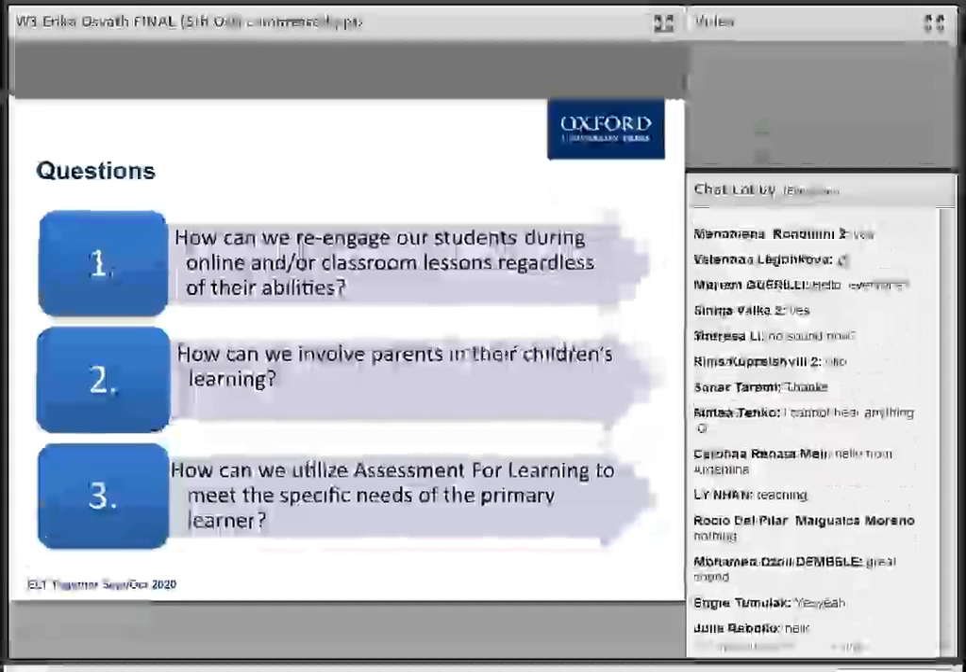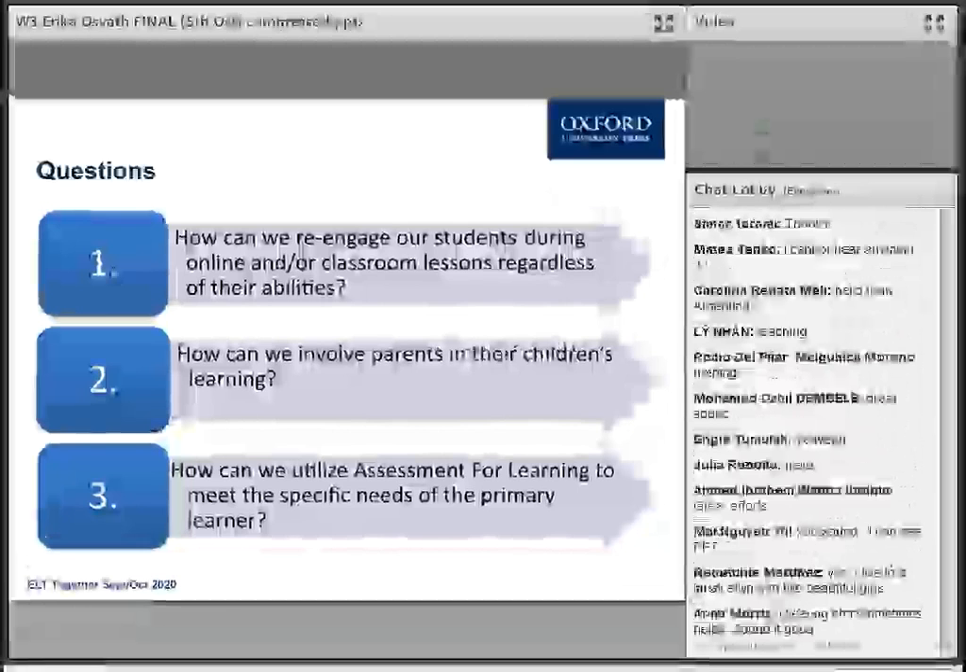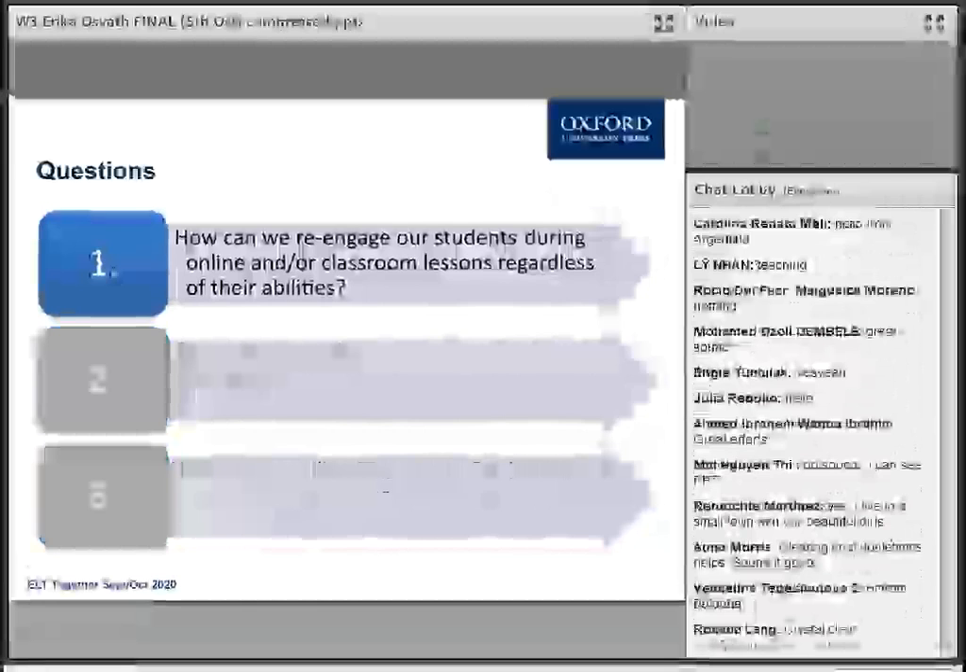Okay. So, let's look at the first question. How can we re-engage our students during online and or classroom lessons, regardless of their abilities?